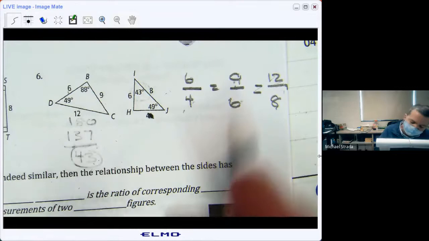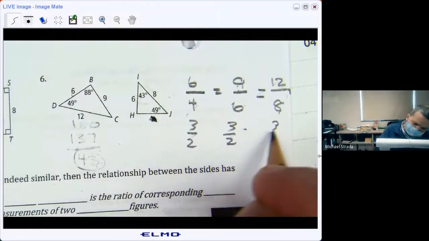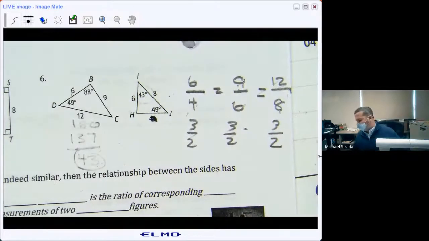Or we can just reduce them all down. 3 halves, 3 halves, 3 halves. That's what I did. So, yes, they are. So yeah, we will eventually show you triangles. You only need one or the other. You don't need both. All right? So everybody good with that idea?